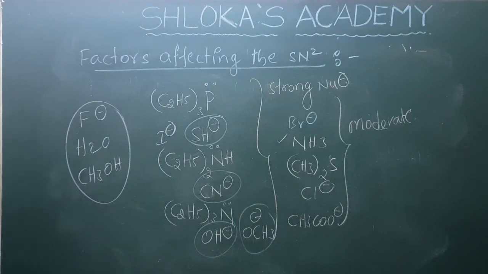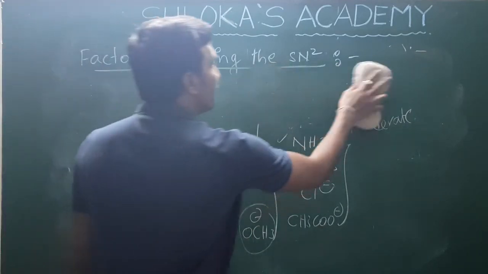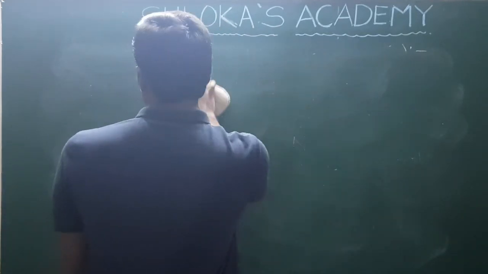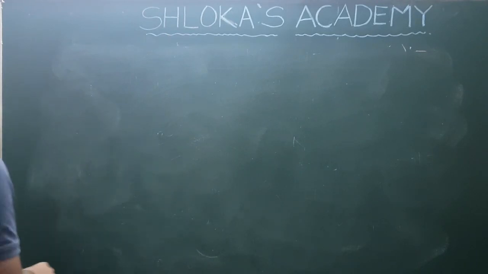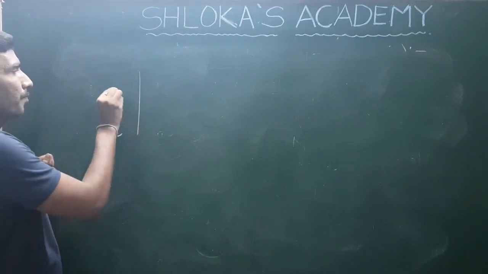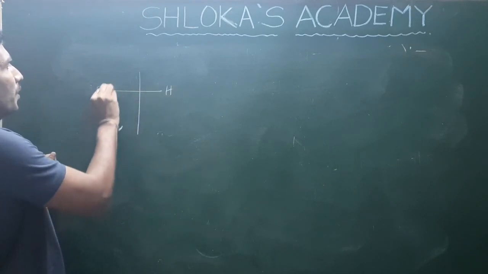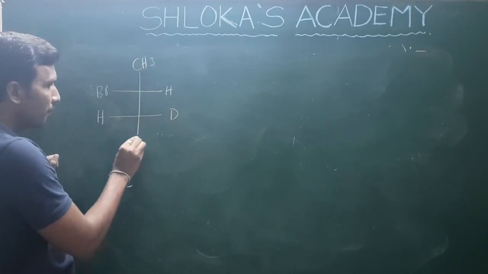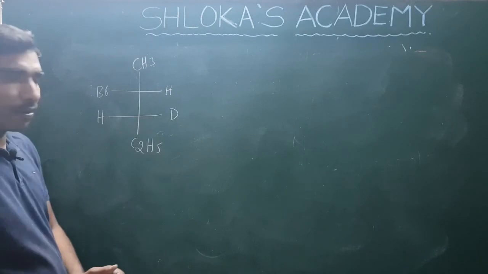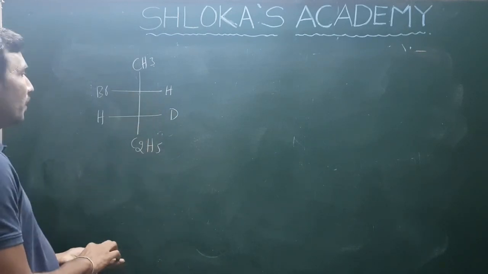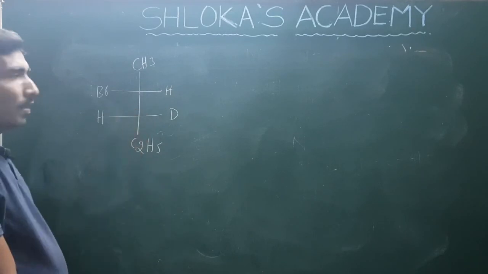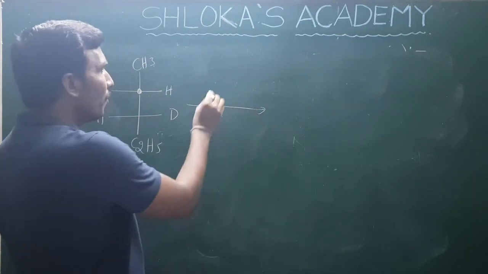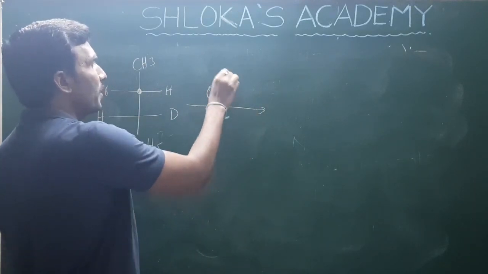So let us see some examples of the SN2 mechanism. All the stereochemistry factors we can also discuss. Here I am taking H, Br and CH3, H, D and C2H5. No doubt it is a secondary alkyl halide, and we have the chiral center here also. But what is the reactive center? This is our reactive center. And here the nucleophile I am taking is OH minus.